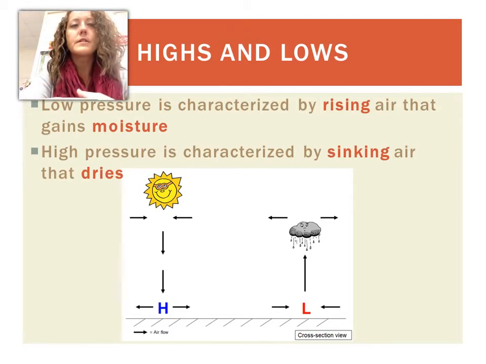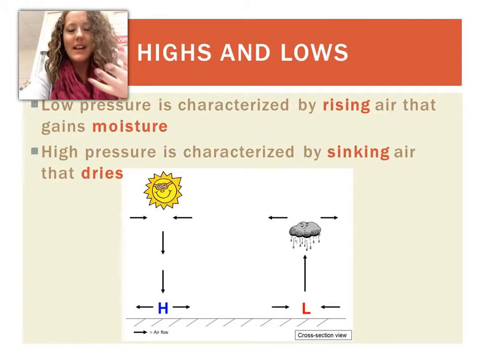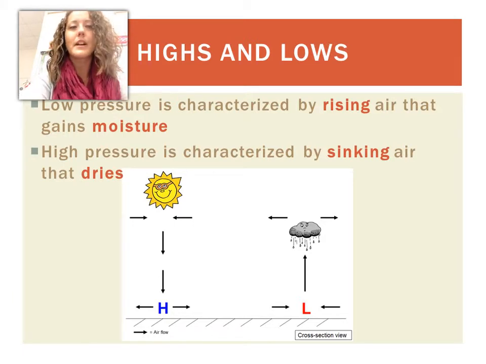So low pressure systems are characterized by air that's rising because it's less dense and it's being heated, and so it gains moisture as it goes up into the troposphere, because as it goes up, we remember that the air temperature ends up going down, so we have condensation forming. High pressure systems are characterized because the air sinks as it becomes more dense and it is cooler, and so as it goes down towards the ground, it gets drier as a result.